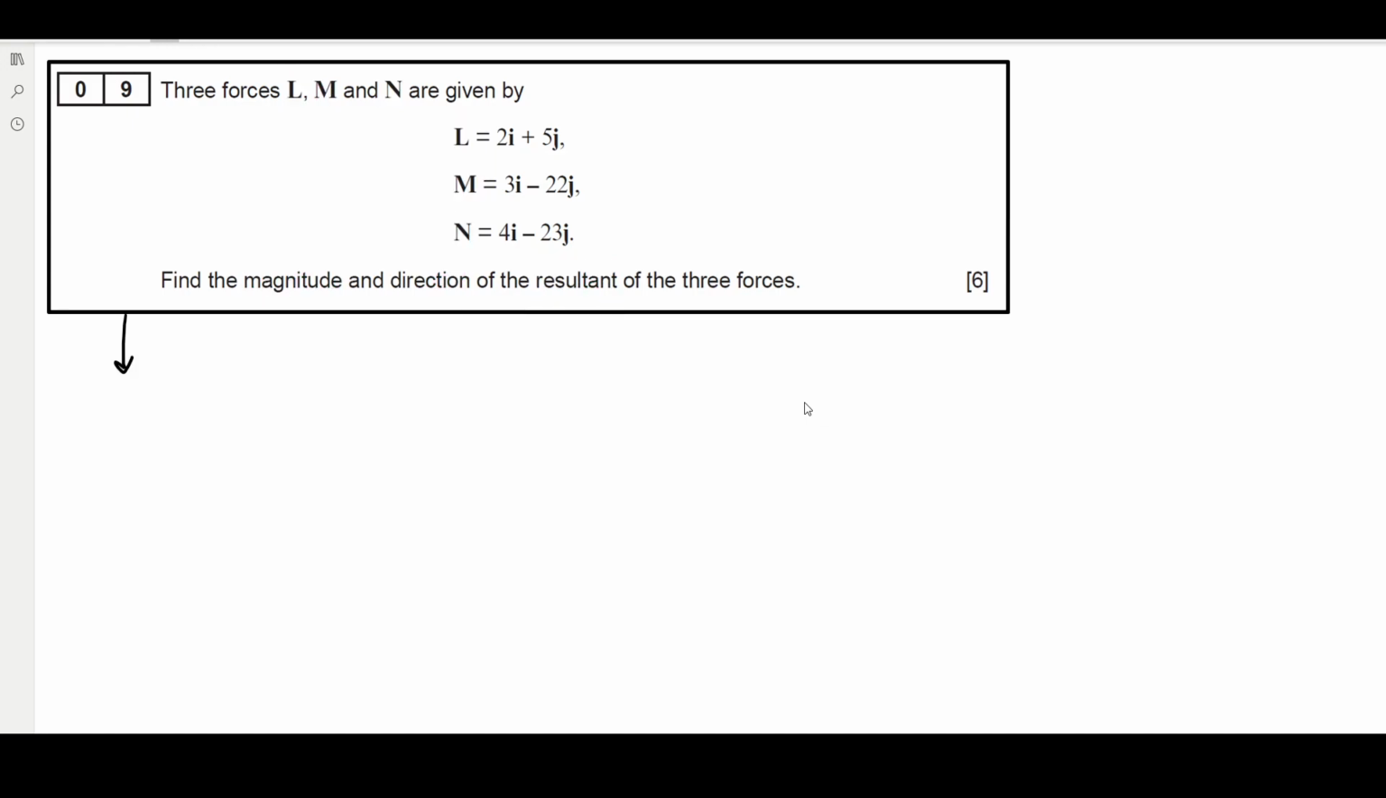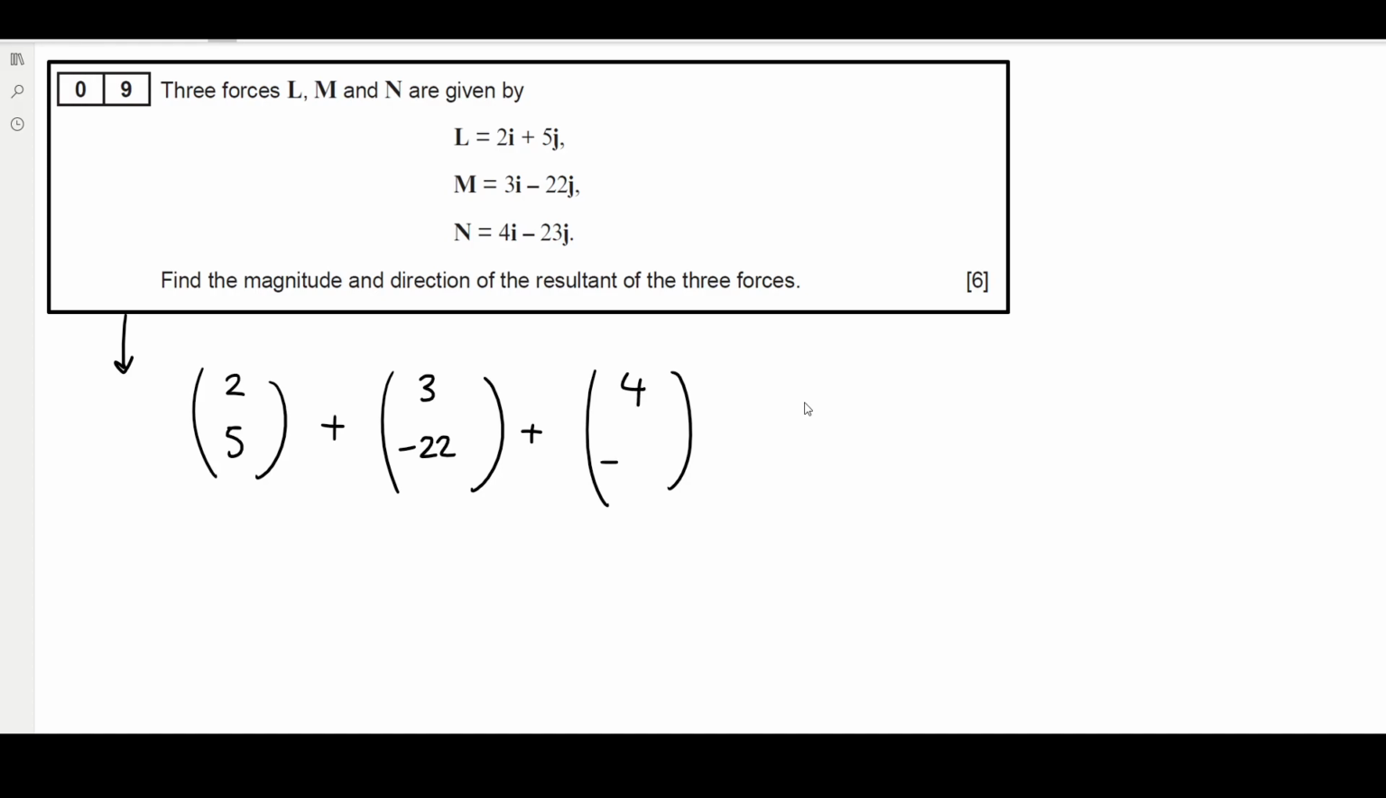So I'm going to start by writing them as columns, just because I find it a little bit easier to add things together then. So L is the vector (2, 5). M is the vector (3, -22). And N is the vector (4, -23). Now I've already written add symbols here. That's because I need to find the resultant, so I know that I'm going to need to add these things together.